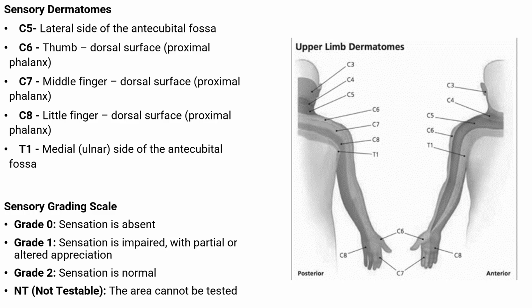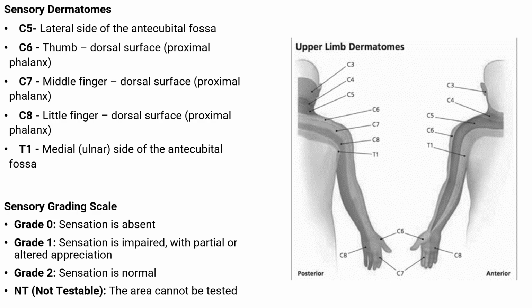Sensory testing in brachial plexus injury relies on understanding key upper limb dermatomes. The C5 dermatome is assessed along the lateral aspect of the antecubital fossa. Moving distally, sensation over the dorsal surface of the thumb corresponds to C6, while the middle finger represents C7. The dorsal surface of the little finger reflects C8 function, and sensation along the medial or ulnar side of the antecubital fossa is supplied by T1.